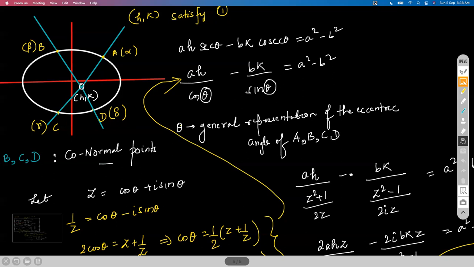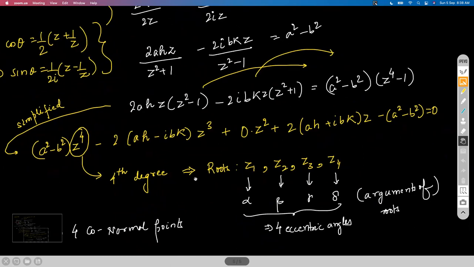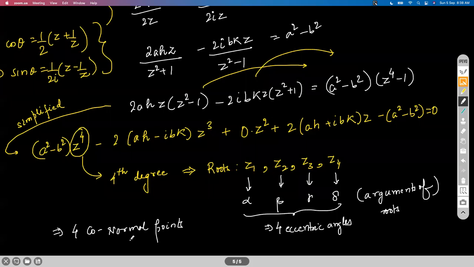Meanwhile, please note this down. Don't have to remember this equation, but just be aware of the fact that there are four co-normal points for the case of an ellipse. Unlike in case of a parabola, there were only three.